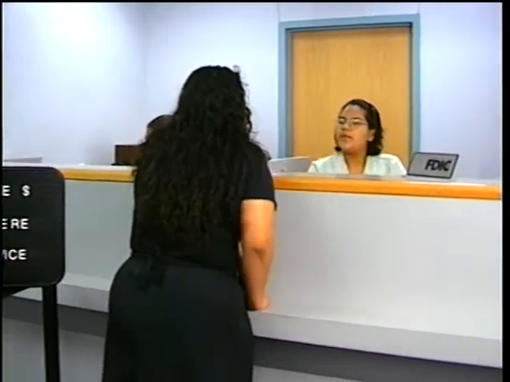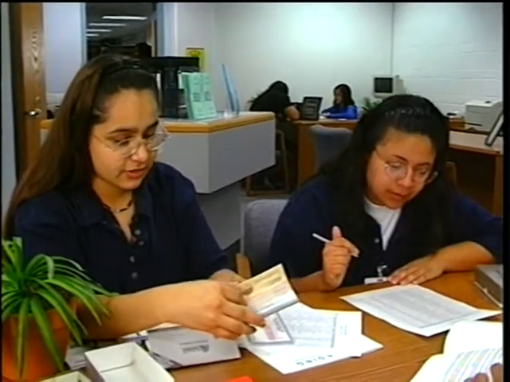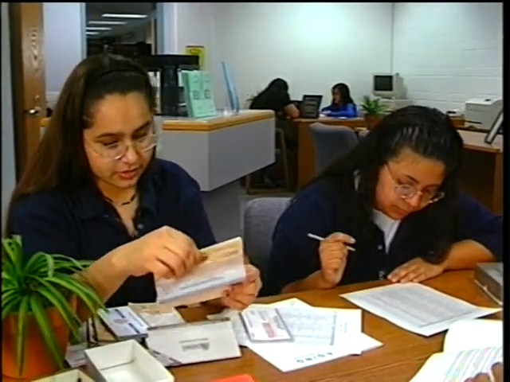Now, let's start with saving for the purchase of the car. Sometimes individuals will set aside money in savings accounts that pay interest.